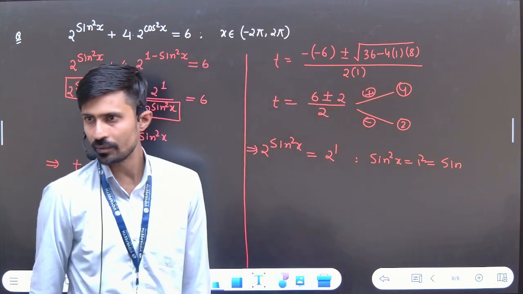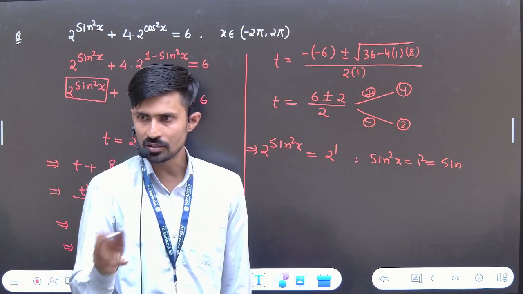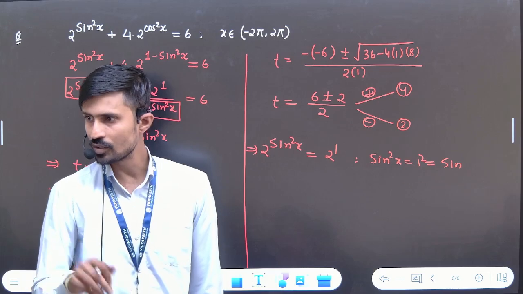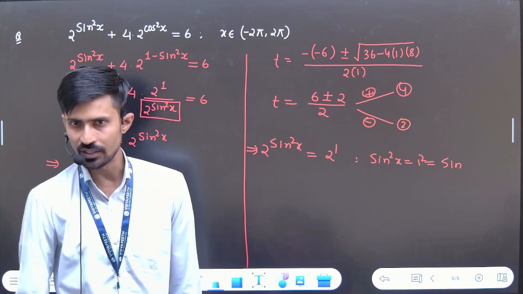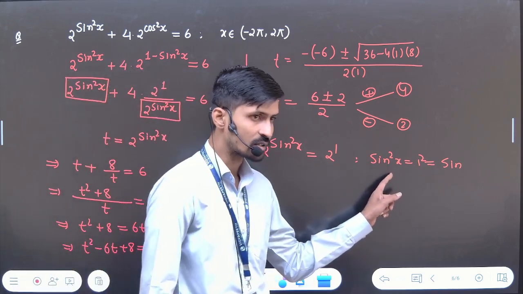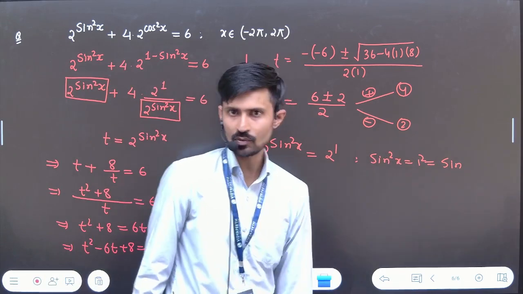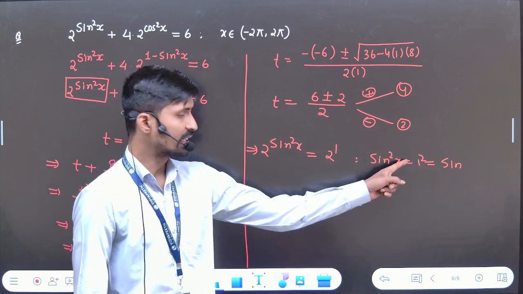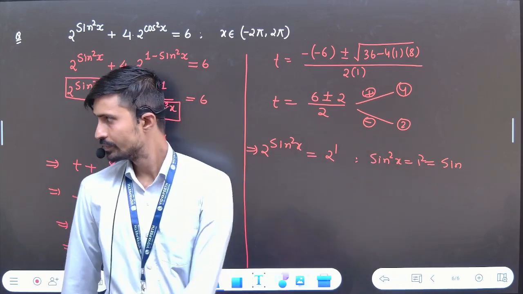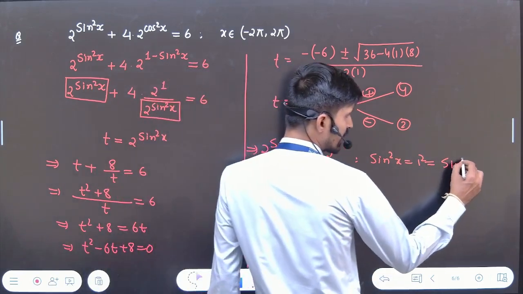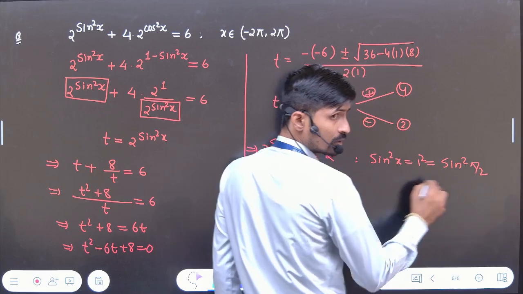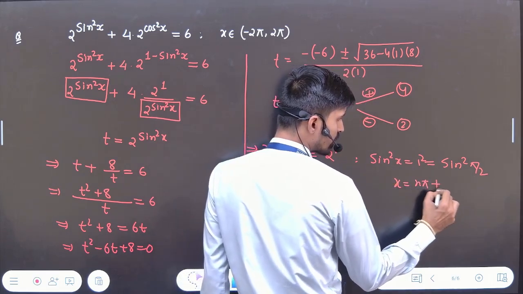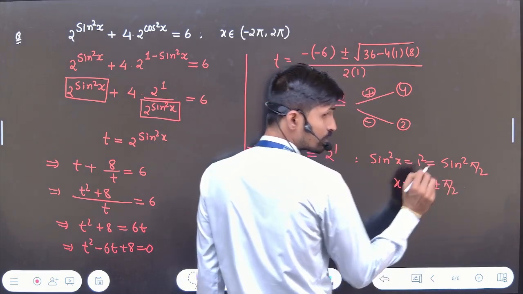5 formulas you have learned: sine equals sine, cos equals cos, tan equals tan. 3 formulas: sine square equals sine square, cos square equals cos square, tan square equals tan square. So whenever you are getting sine square, that side you change it into sine square only. Don't change it into sine. That side is 1. 1 we can write as 1 square, no? And that can we write as sine square pi by 2? So what will be the answer here? x is equal to n pi plus or minus pi by 2.